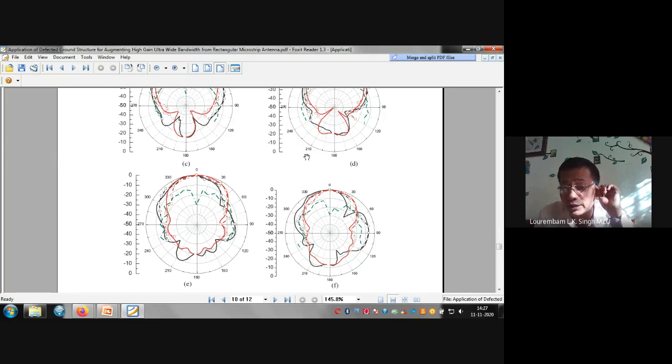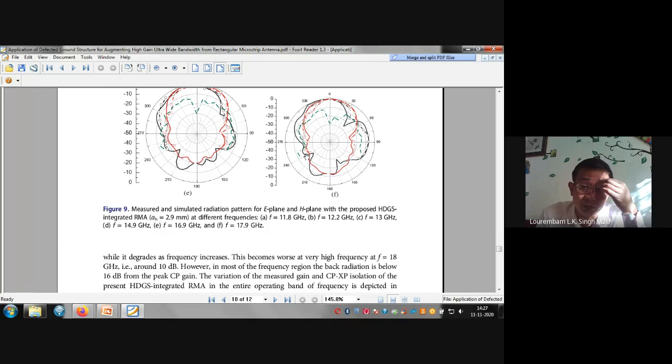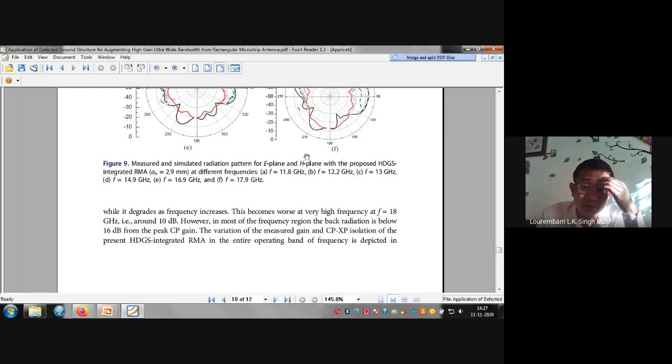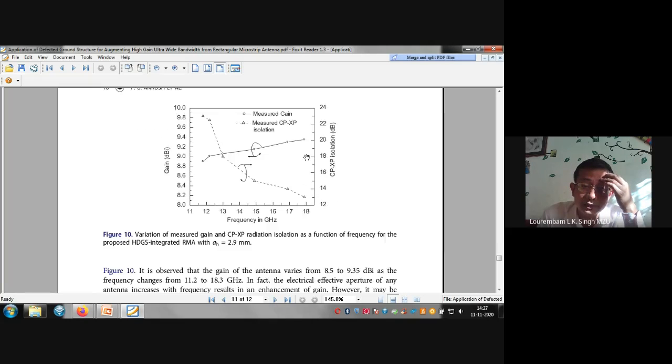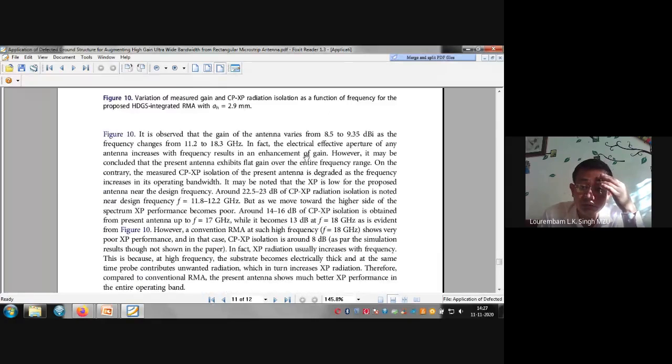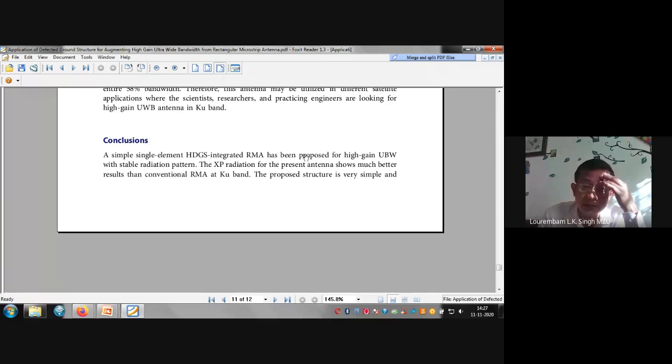So see, these are the different radiation patterns. We check them at different frequencies to see whether they are stable or not. Just to show that even if there is a good gain, the radiation patterns are also good. This is a very simple structure. The only thing is that in the ground plane we have introduced four hexagonal shapes of slots cut on the ground plane, and we obtain a high gain. We consider 9.1 and 9.4 to be high gain in the case of this microstrip antenna.